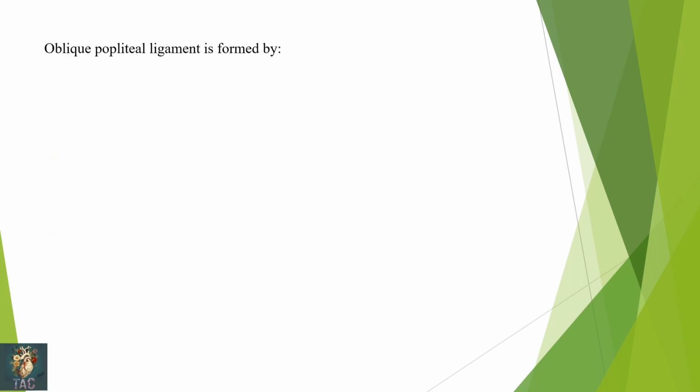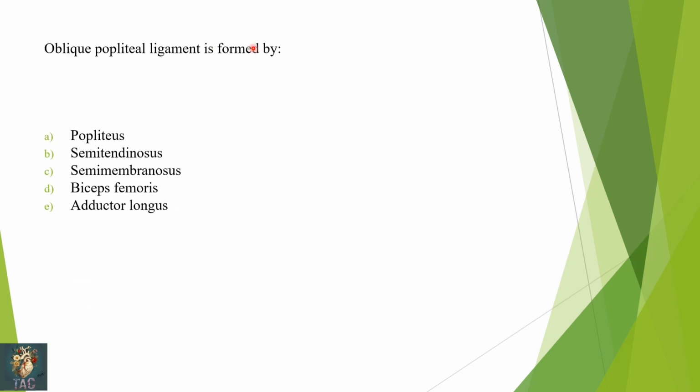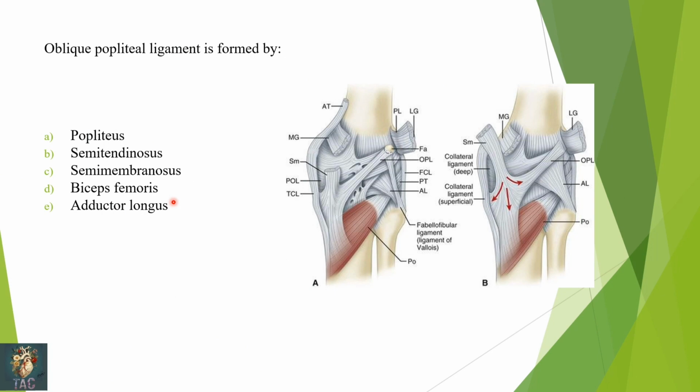Next question is, the oblique popliteal ligament is formed by the popliteus, the semitendinosus, semimembranosus, biceps femoris, or adductor longus muscle. So look at this diagram. This is the oblique popliteal ligament, and it is formed as a continuation of the semimembranosus. So the correct option is C.